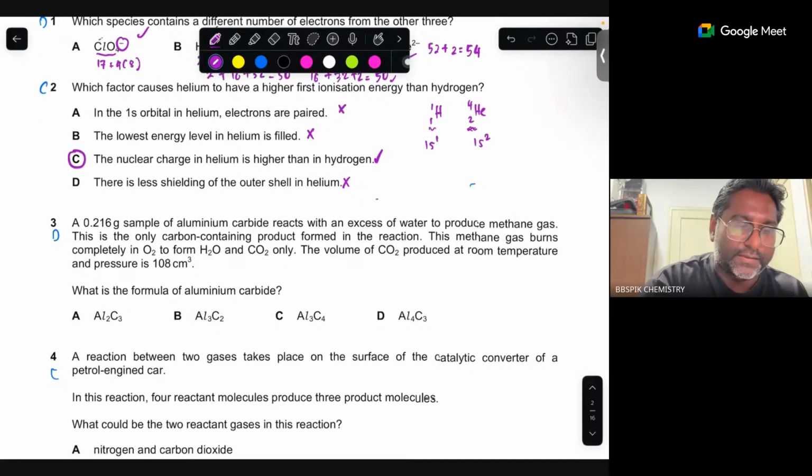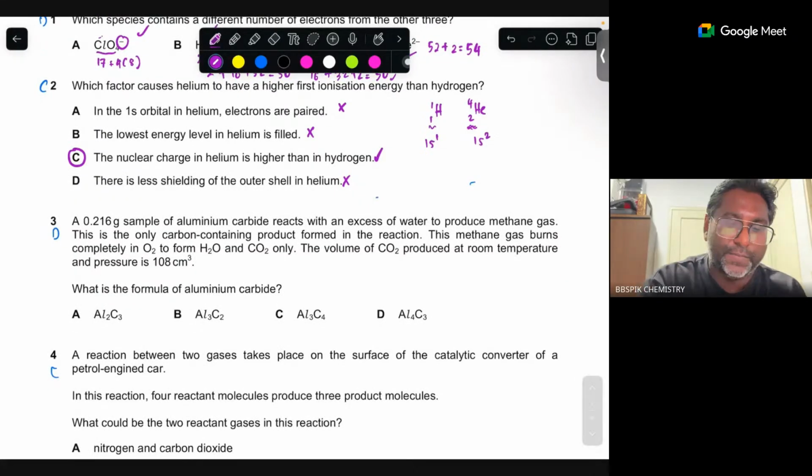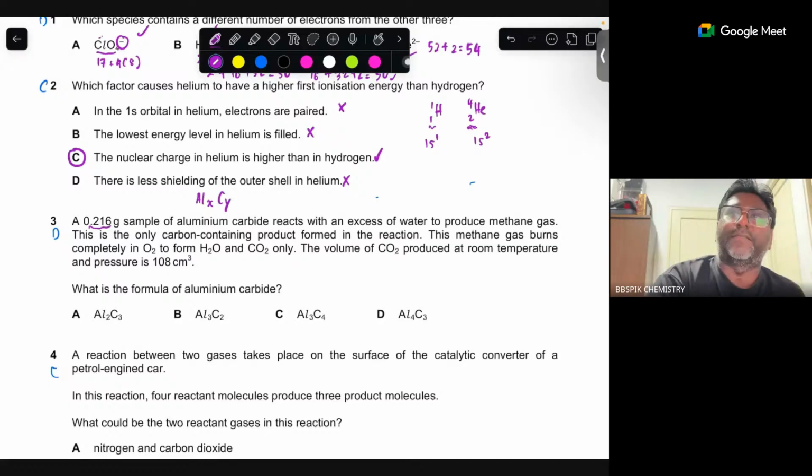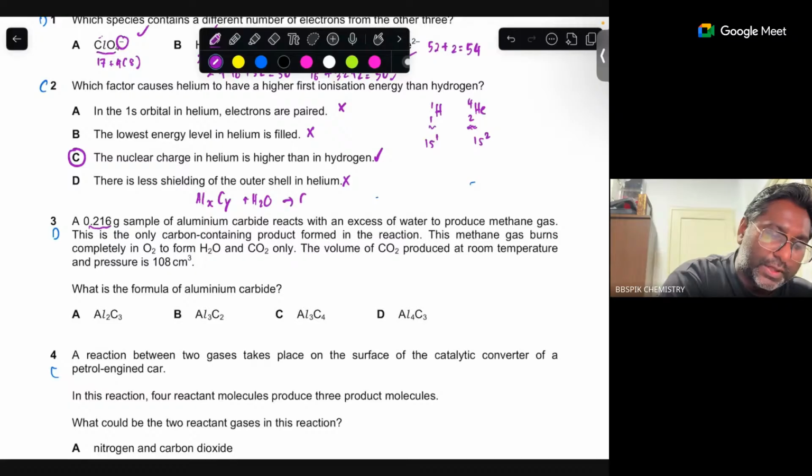Now, let's look at question number 3. You have this particular sample, aluminium carbide, Al let's say X, C is Y. It is reacting with excess water to produce methane gas, CH4. This is the only carbon containing product, so this carbon is coming directly from here.